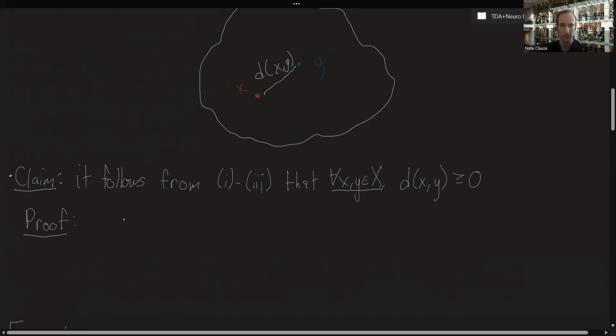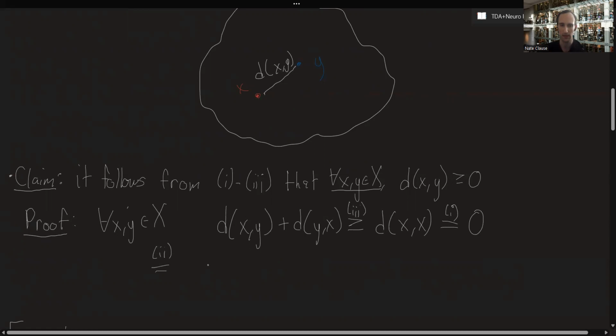So first, we write for all x and y in X, note that the triangle inequality implies the distance between x and y plus the distance between y and x is greater than or equal to, by property 3, the triangle inequality, the distance between x and x. And by property 1, this equals 0.